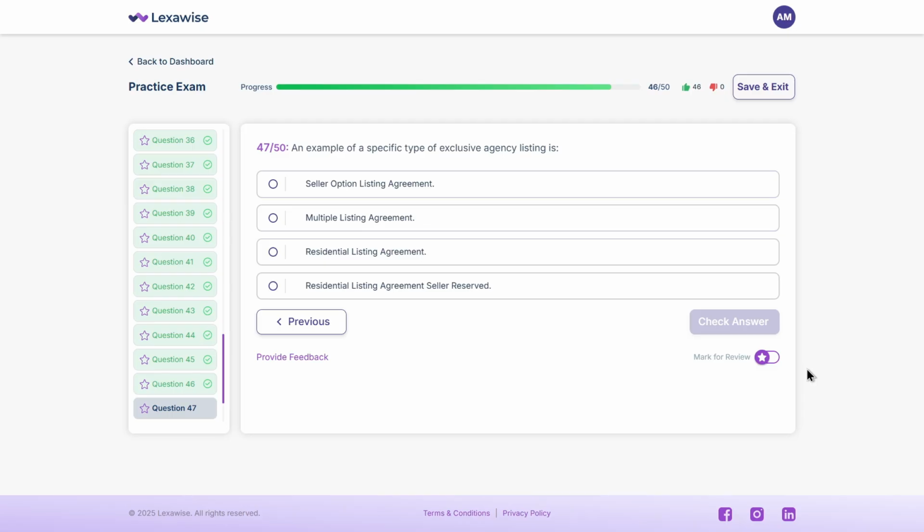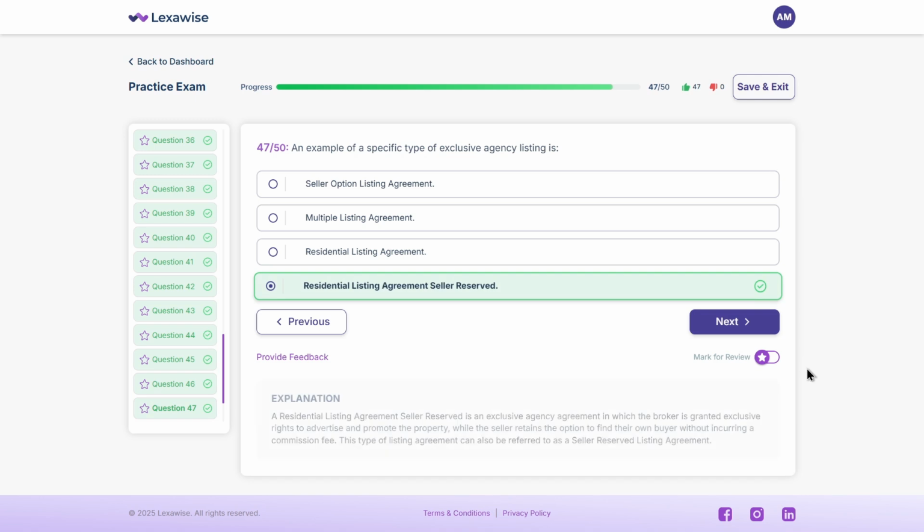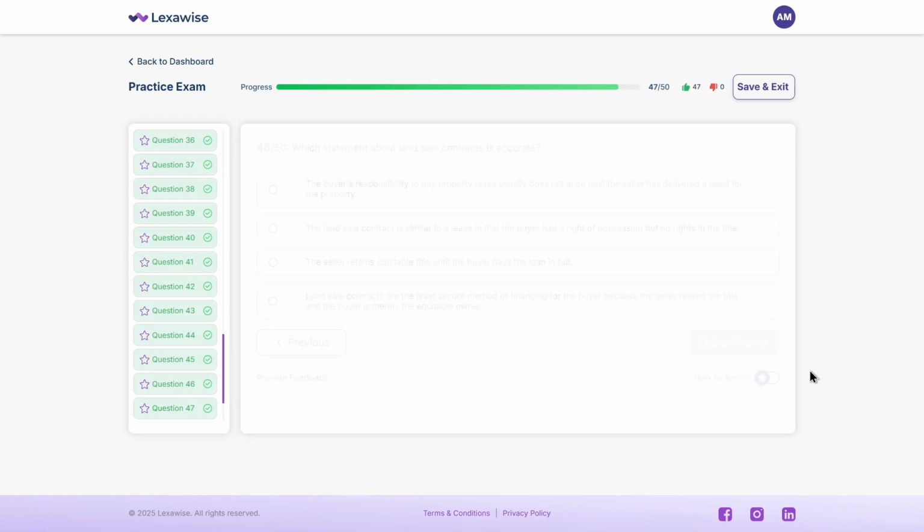The correct answer is D. Residential listing agreement, seller reserved. This type of listing gives the broker exclusive marketing rights, but the seller can still find a buyer independently without paying commission. Let's move on.